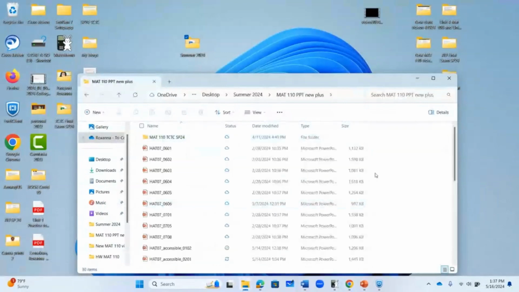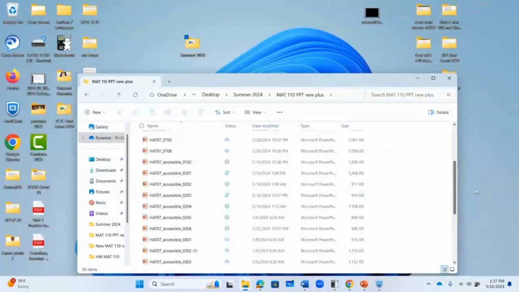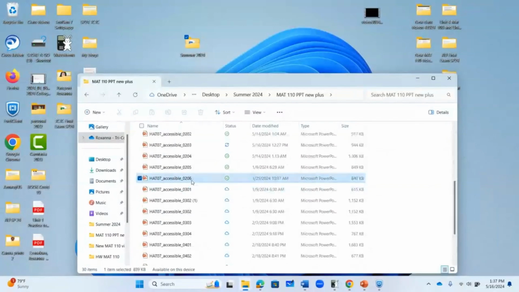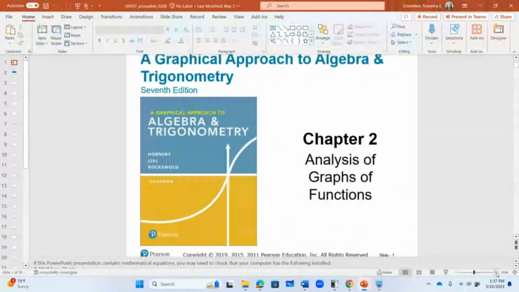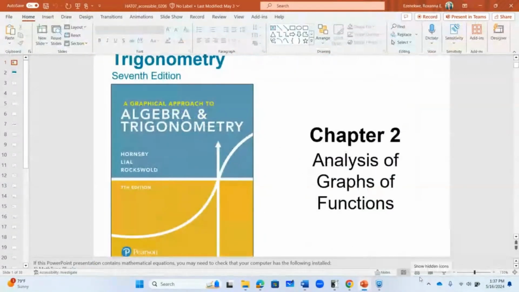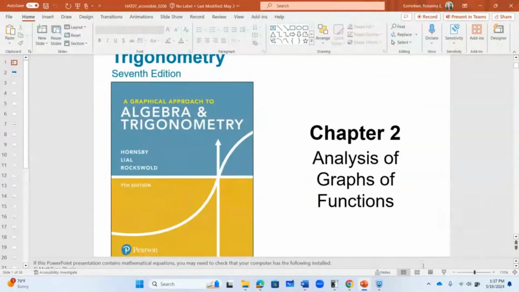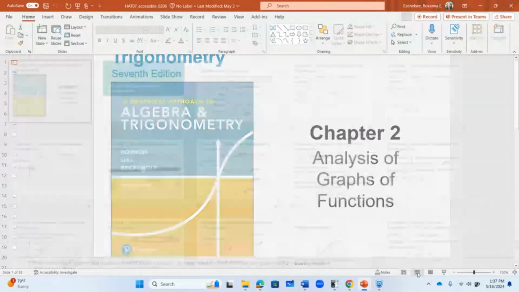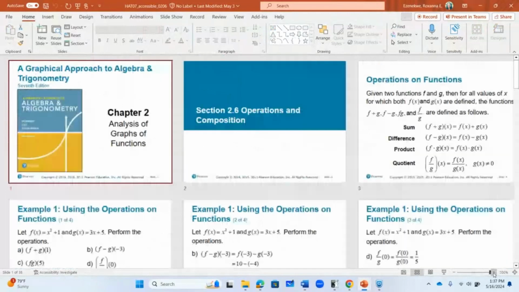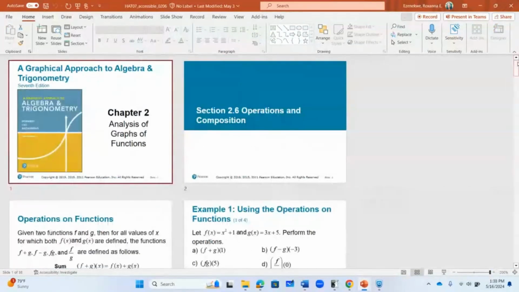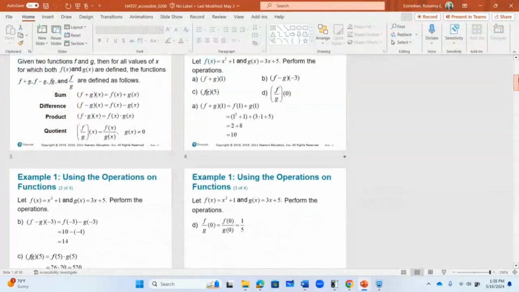Okay, and we're looking for 2.6. We're looking for difference quotient here. Okay, I want to make sure I get that first. And I am looking for the exact place it is so we don't waste time. So I'm looking for the difference quotient.